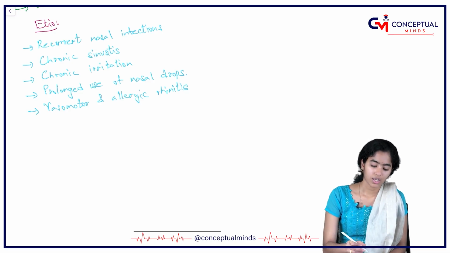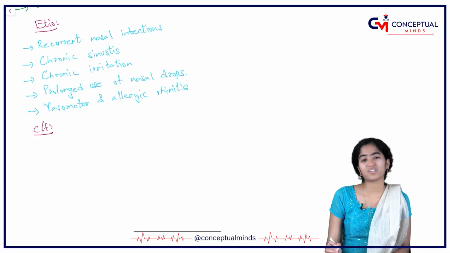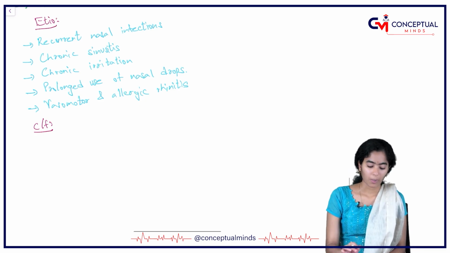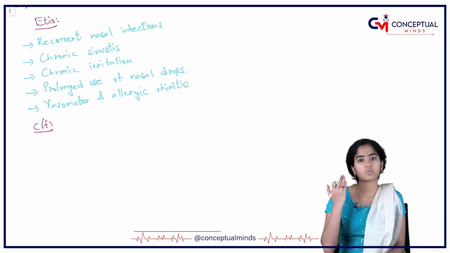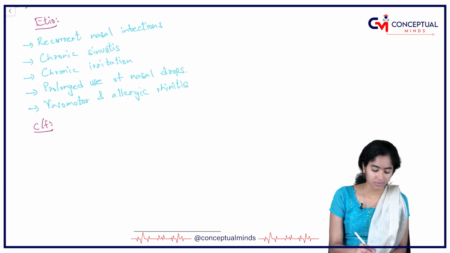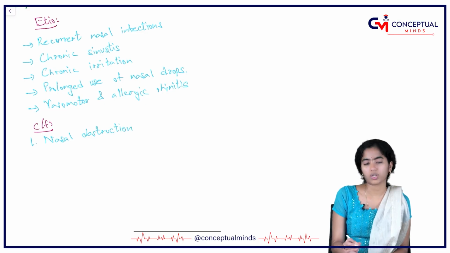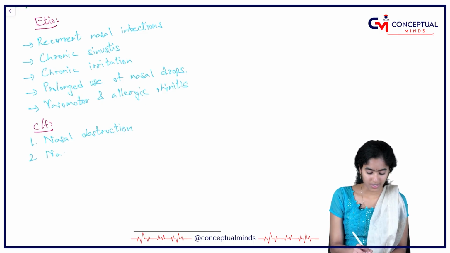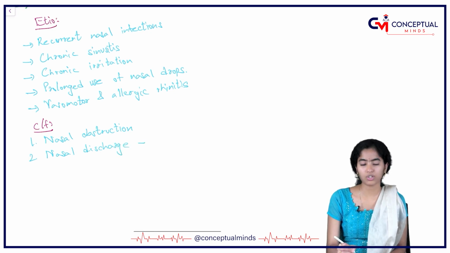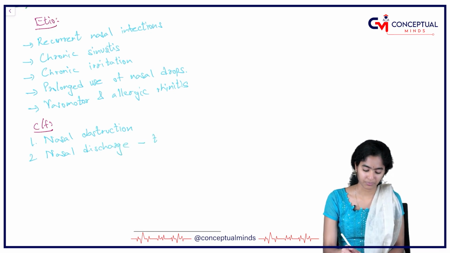So what are the clinical features of hypertrophic rhinitis? The first thing that comes to our mind when everything is hypertrophied, there is very little space for the inspired air to go in, and the patient will manifest this as nasal obstruction. Hypertrophy automatically leads to nasal obstruction, and also there is nasal discharge. And how is this discharge? It is thick and sticky.